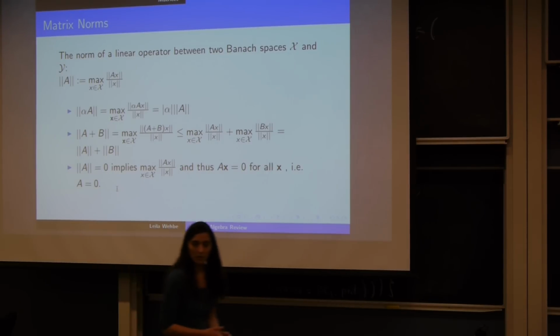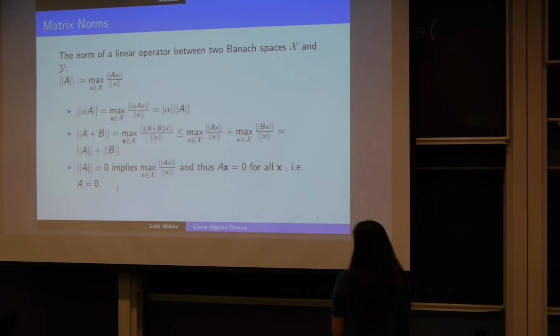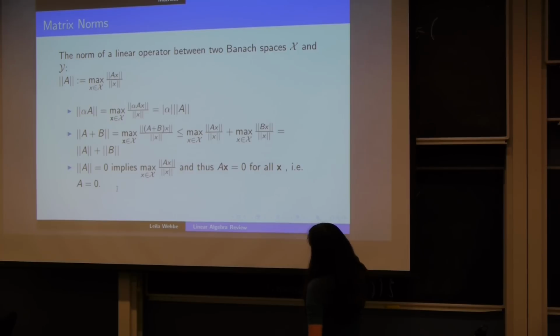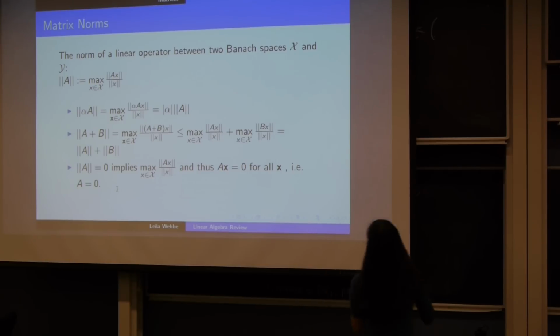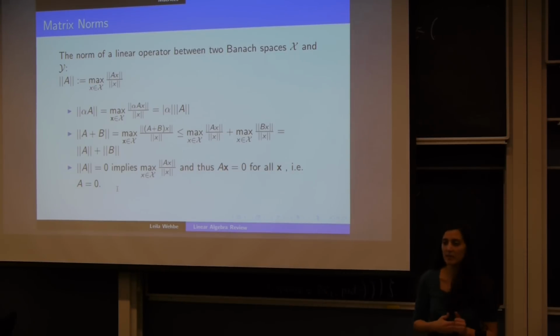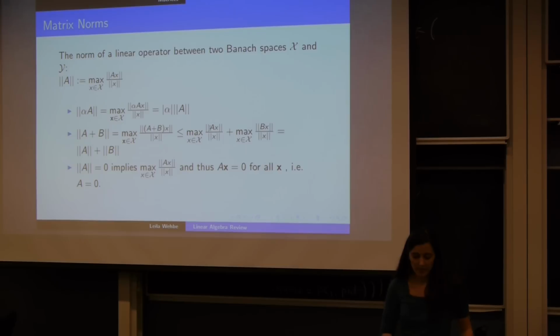Is that X and Y a typo? At the very top of the slide, Banach spaces X and Y. No, it is correct. It's X and Y. So X is R^m, the first dimension of the matrix, and Y is R^n, which is the second dimension of the matrix.